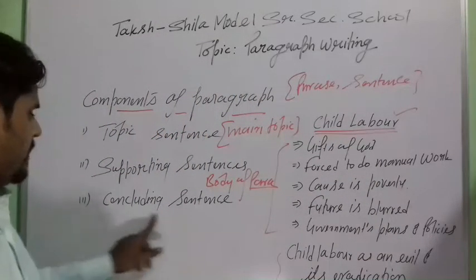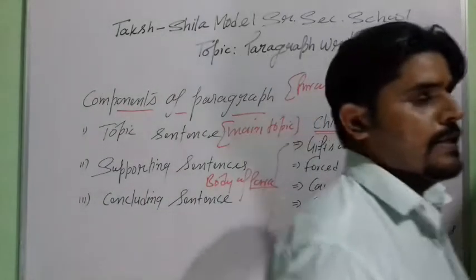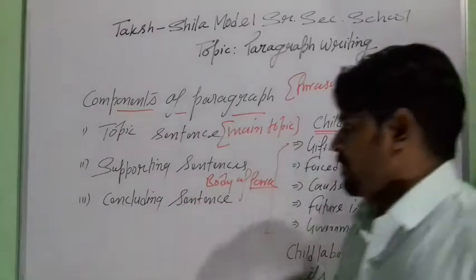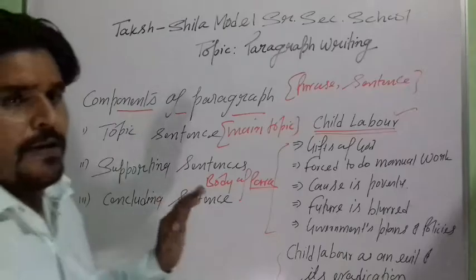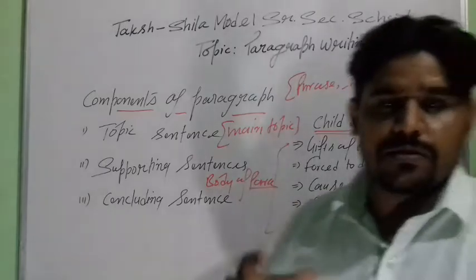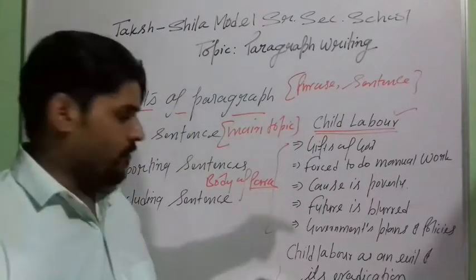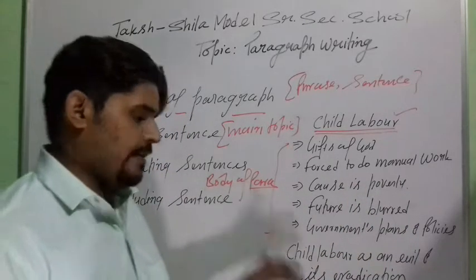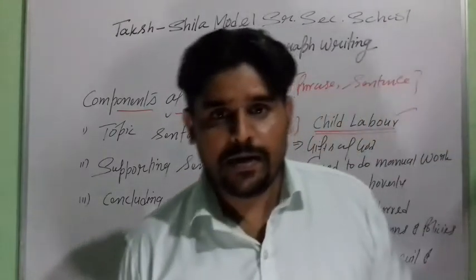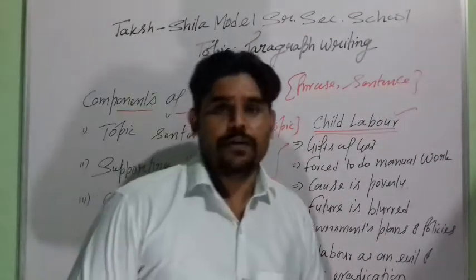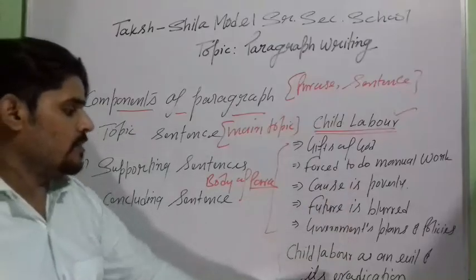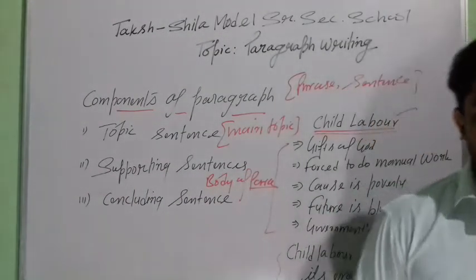And finally, there comes what? Finally comes the concluding sentence. What does the concluding sentence say? Your concluding sentence concludes the idea which is expressed in the supporting sentences as well as in the topic sentence. Whatever you are going to write about in your paragraph, this last sentence sums that thing up as a whole. For example, child labor as an evil and its eradication. You need to tell how, as we have discussed above, we can simply say that child labor is an evil, and it must be eradicated from the society. So their present should be better so that their future can also be better. So this is how we sum up our paragraph in the last, that is called the concluding sentence.